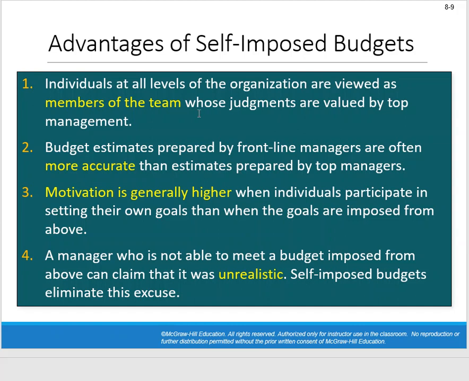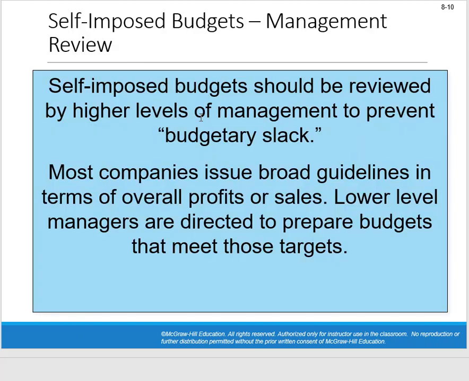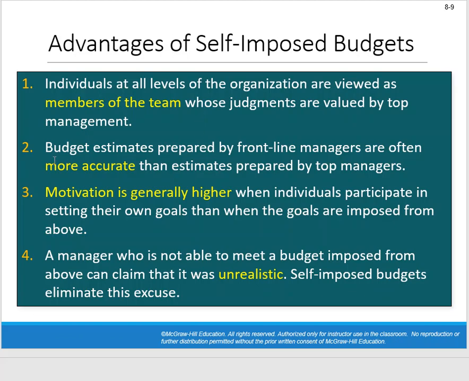So advantages of doing a self-imposed or participative budget would include individuals feeling like they're members of the team. Here we get into warm fuzzies in accounting, which you know I'm not a big fan of, but the idea being that we're going to get more buy-in from people throughout the organization if they have input into the budgeting process. Beyond that, a lot of times the people on the front line, the managers that are hands-on, are going to have more accurate estimates than people sitting in a remote office who don't necessarily have a connection with that day-to-day work. So sometimes it's going to be more accurate.